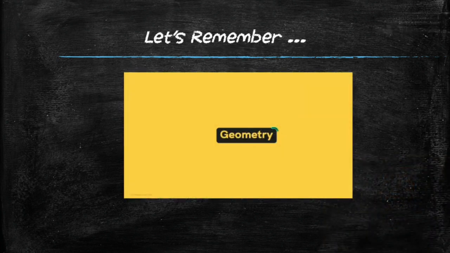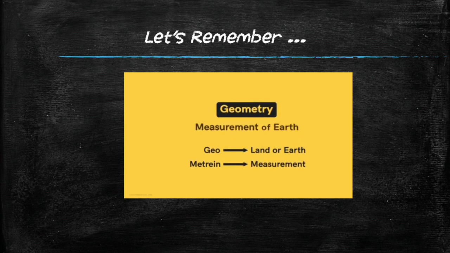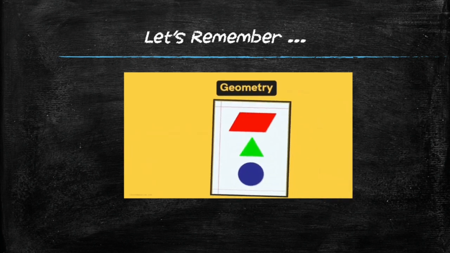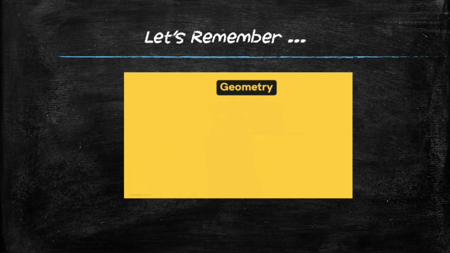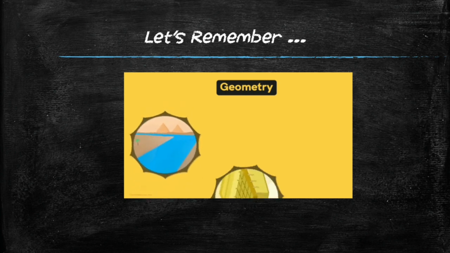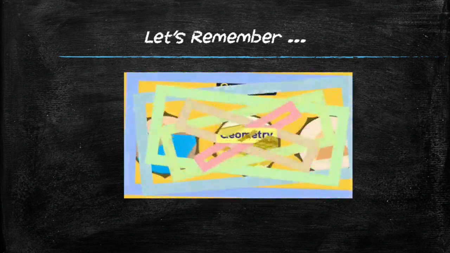The word geometry is a combination of two Greek words. Geo means land or earth and metri means measurement. Thus, the word geometry means the measurement of earth. The geometric shapes we study today were developed in ancient times as a solution to their day-to-day problems. The ancient Egyptians used geometry for construction purposes, making granaries and also making pyramids.